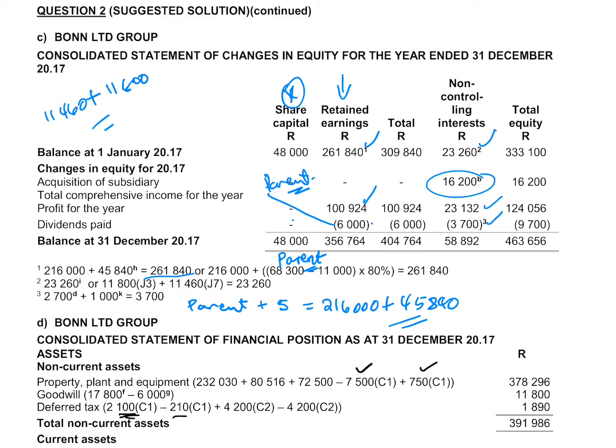Then you are done with your information there. So that's the vertical group. We'll do a more comprehensive vertical group when we are looking at the associate and joint ventures. That's what they like mostly.